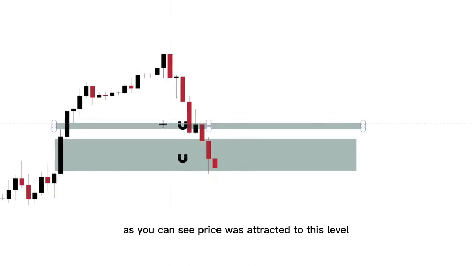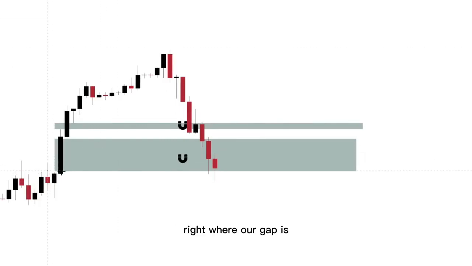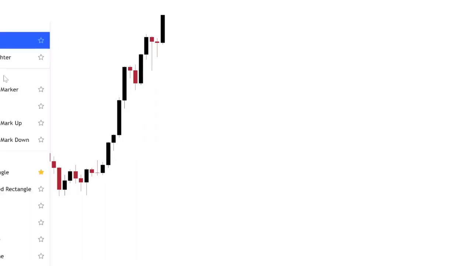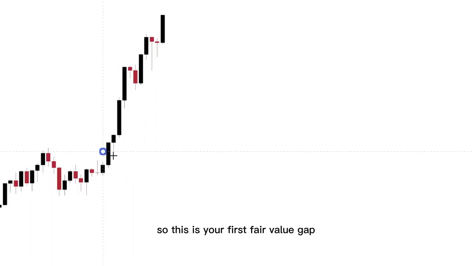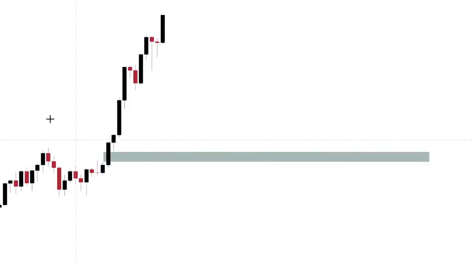As you can see, price was attracted to this level and it closed off our gap. Right where our gap is, price closed off, and here price closed off the gap. So let's mark out our fair value gaps. Here you have this wick, and this wick, and this is the empty lone candle. So this would be your fair value gap. So this is your first fair value gap. Now here you have another fair value gap.